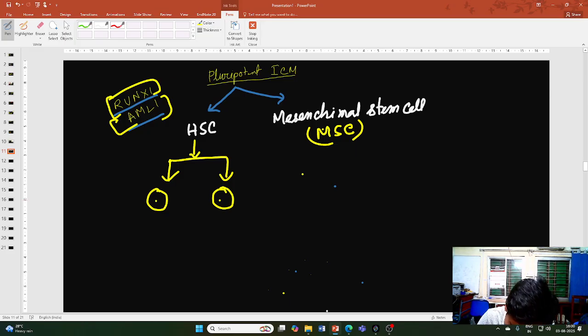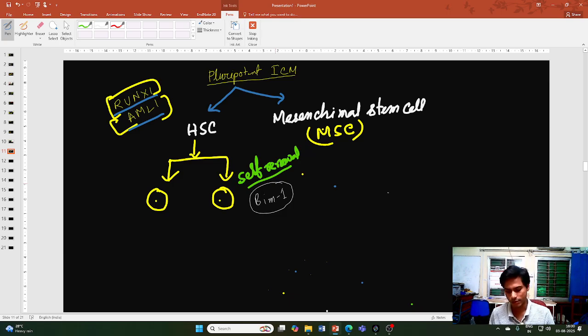For self-renewal, one major gene is responsible, that is the BMI1 gene. The BMI1 gene is responsible for the self-renewal of the hematopoietic stem cell. So it's the same cell, self-renewal. One part of the renewal completely depends on the BMI1 gene.